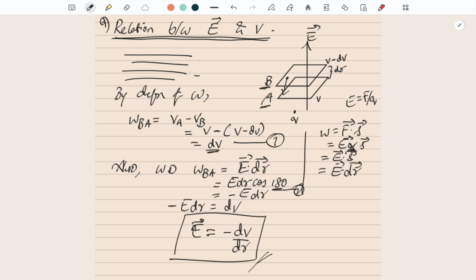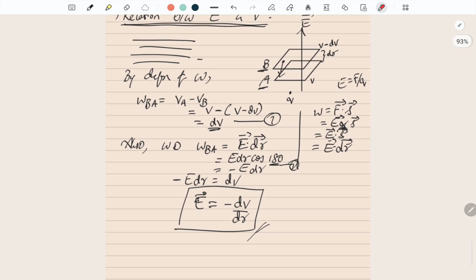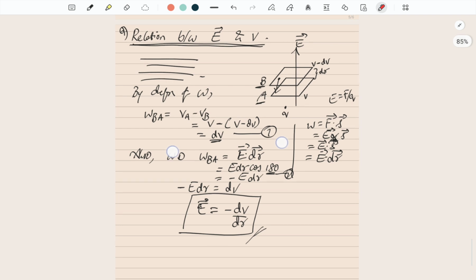So this is a very important derivation. And here, what does the negative sign show? The negative sign shows that the direction of electric field is in the direction of decreasing potential. I can show you here: the electric field direction is upwards and the potential keeps decreasing. So the minus sign shows that the electric field is in the direction in which the potential is decreasing. So that is what it means.